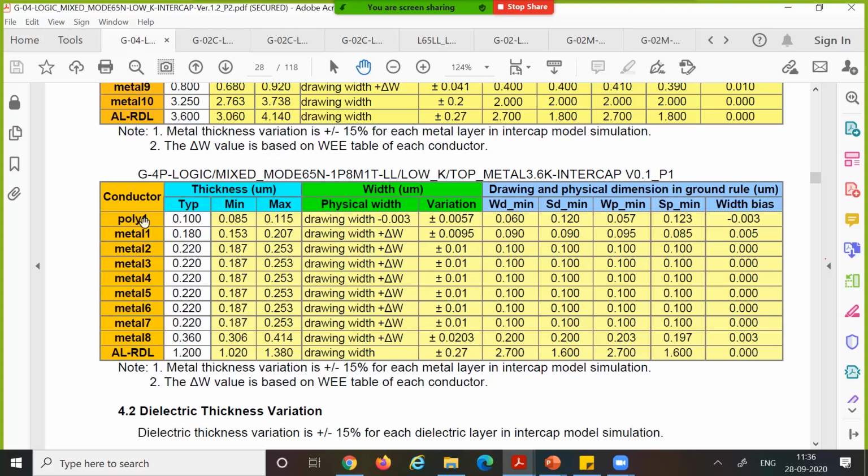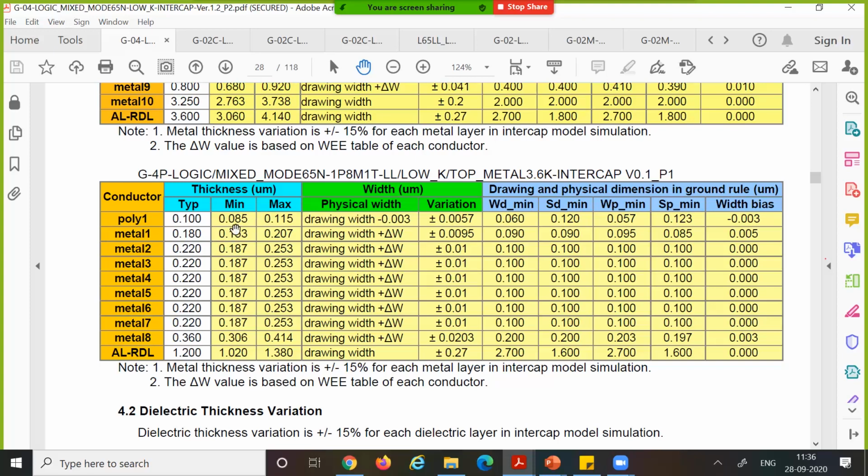I think some of the more advanced process nodes are coming back to metal gates. This poly has some thickness, with a certain range. One more thing you need to always keep at the back of your mind whenever you do chip design is that nothing is perfect here. Just look at this thickness of the metal.